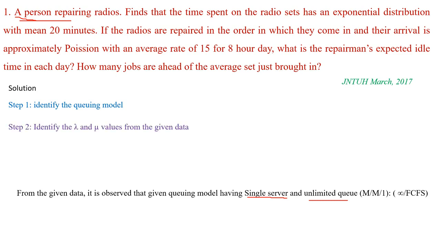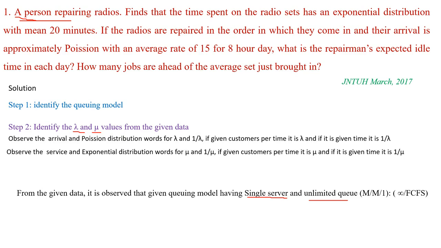The next step is to identify the lambda and mu values from the given data. To identify them, first we have to observe any words related to arrival and Poisson distribution. Here in the problem, the word Poisson is there and the word arrival is also there. So we just have to observe this sentence.